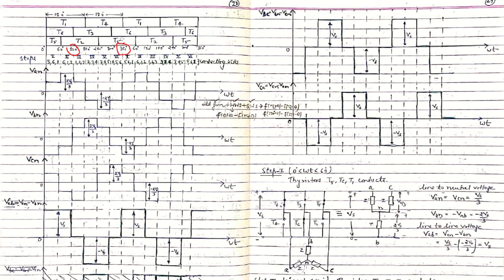And after T3, T6 from the lower group will be conducting to form the closed path, and after T6, again T3 and then T6. So 60 degrees of T6 is here, and the remaining 120 degrees is from the starting, that is 120 degrees from here. And after T3, T5 will be fired.